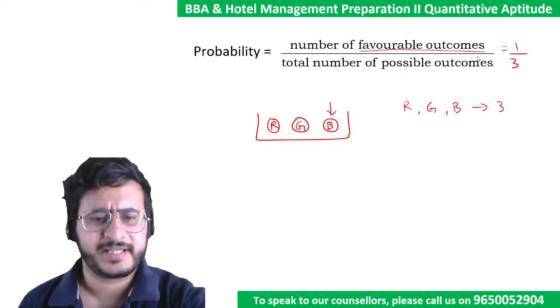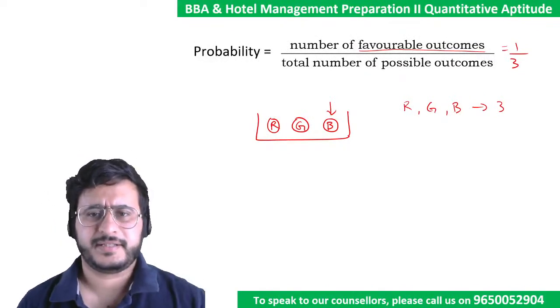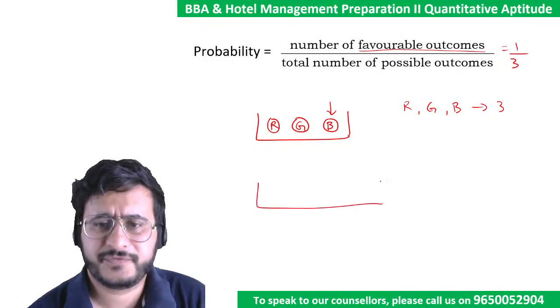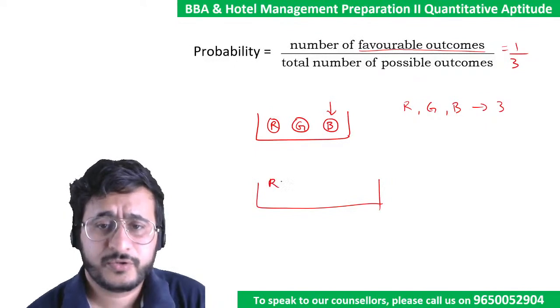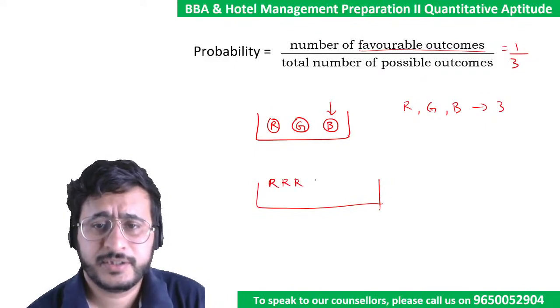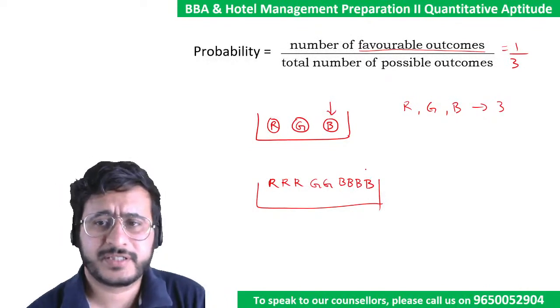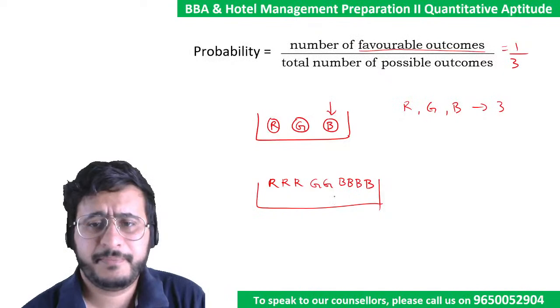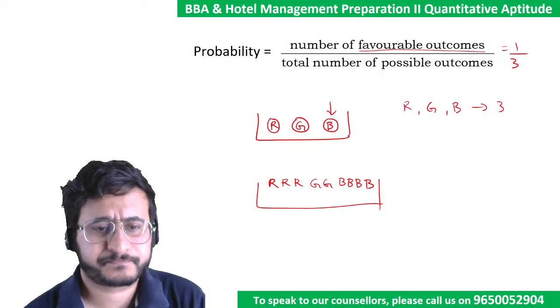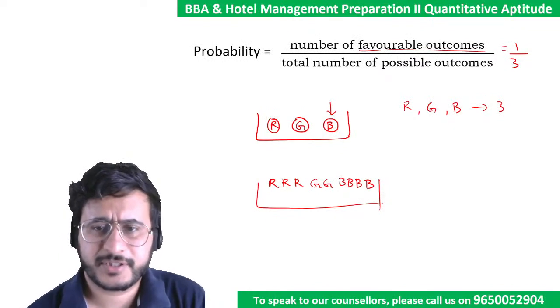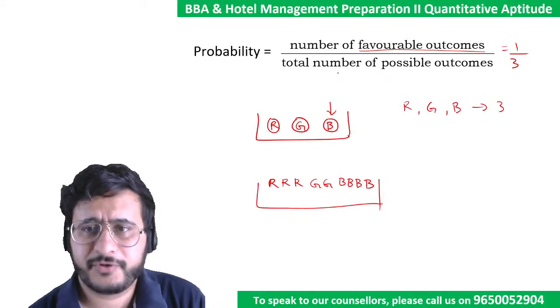Let's take another example. Let's say instead of 3 balls, you had some more balls. So you have 3 red balls, 2 green balls, and 4 blue balls. Now if I ask you this question, what is the probability of picking a blue ball? Will your answer change now? Of course, it should, right? So now what is the total number of possible outcomes?